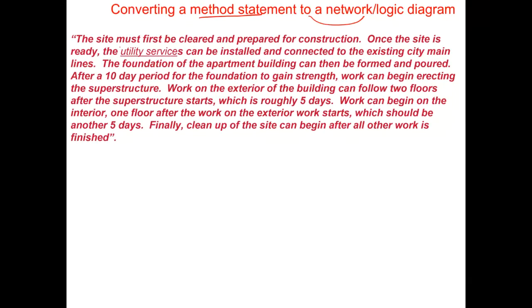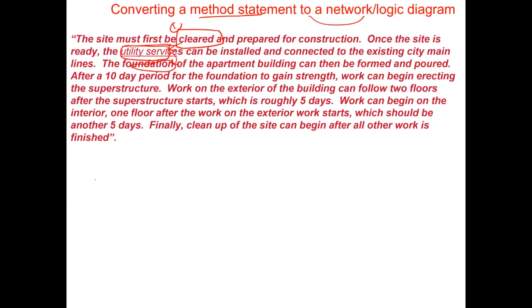If we read through this method statement of a construction of a block of apartments, the contractors are telling us basically that the site must first be cleared. We can see that this is the first activity, and prepare for construction. Once the site is ready, the utilities services can be installed. So there is a finish to start. Once we have cleared the site, then we can start utility services and connect it to the existing city main lines. The foundation of the apartment building can then be formed and poured. So the third activity is foundation, which is depending.